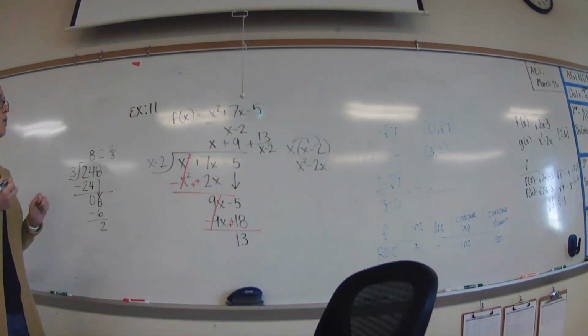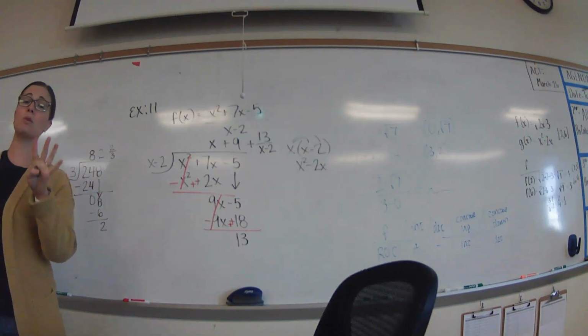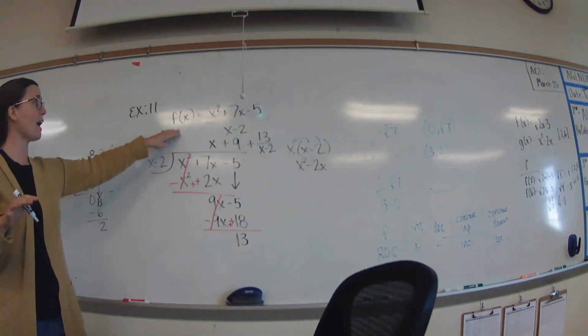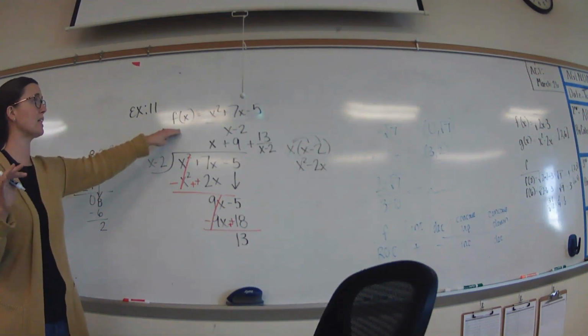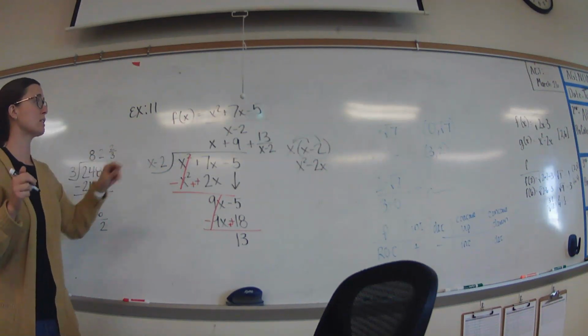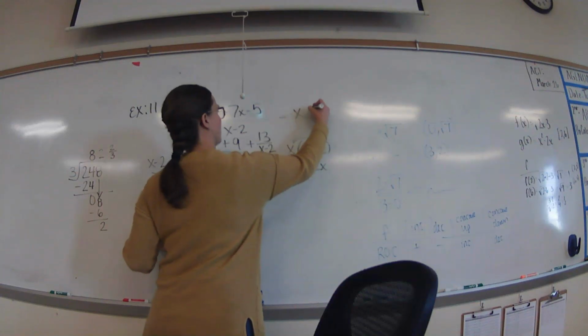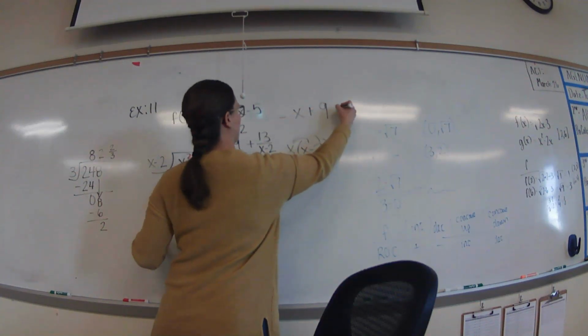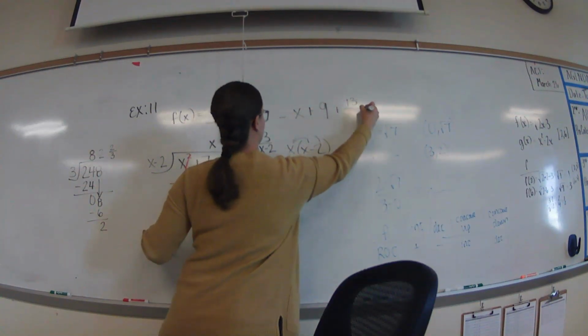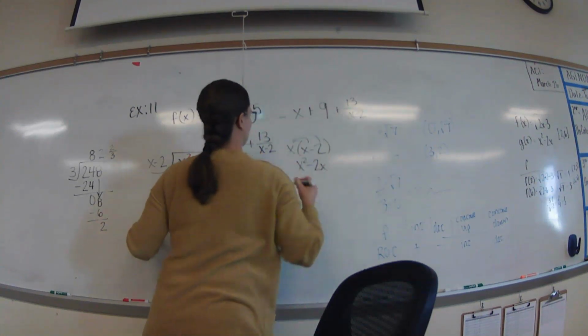Okay? So what we have just done is we have rewritten this equation. F of x equals x squared plus 7x minus 5 over x minus 2 could be written as x plus 9 plus 13 over x minus 2. There.